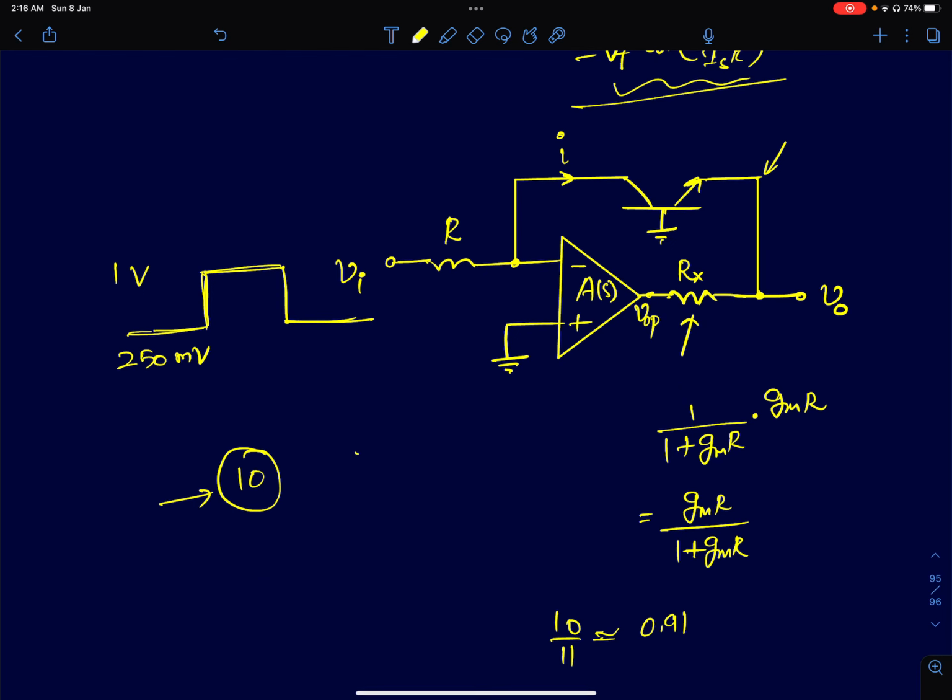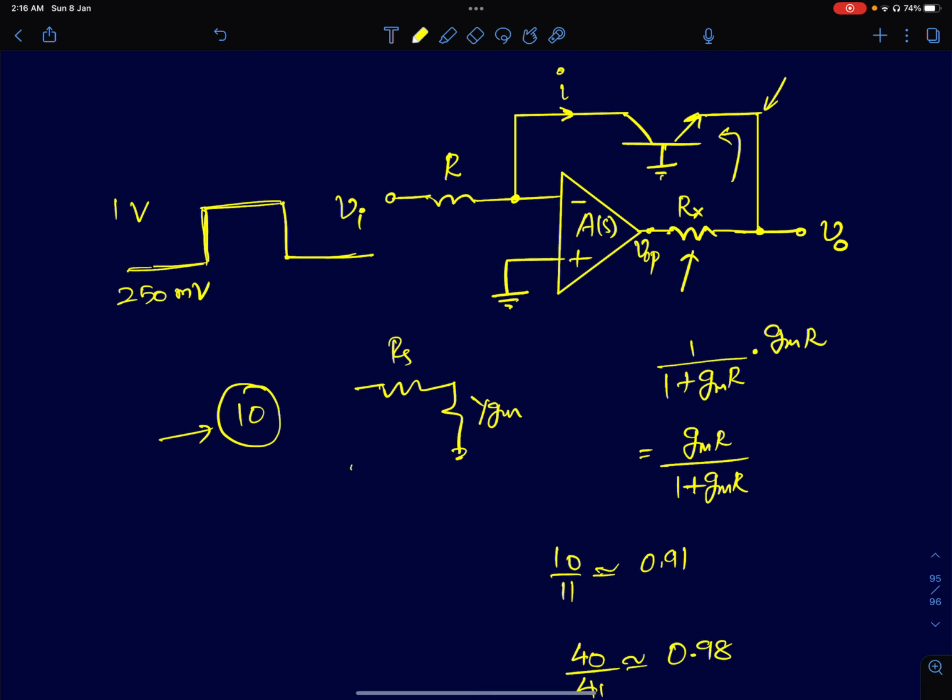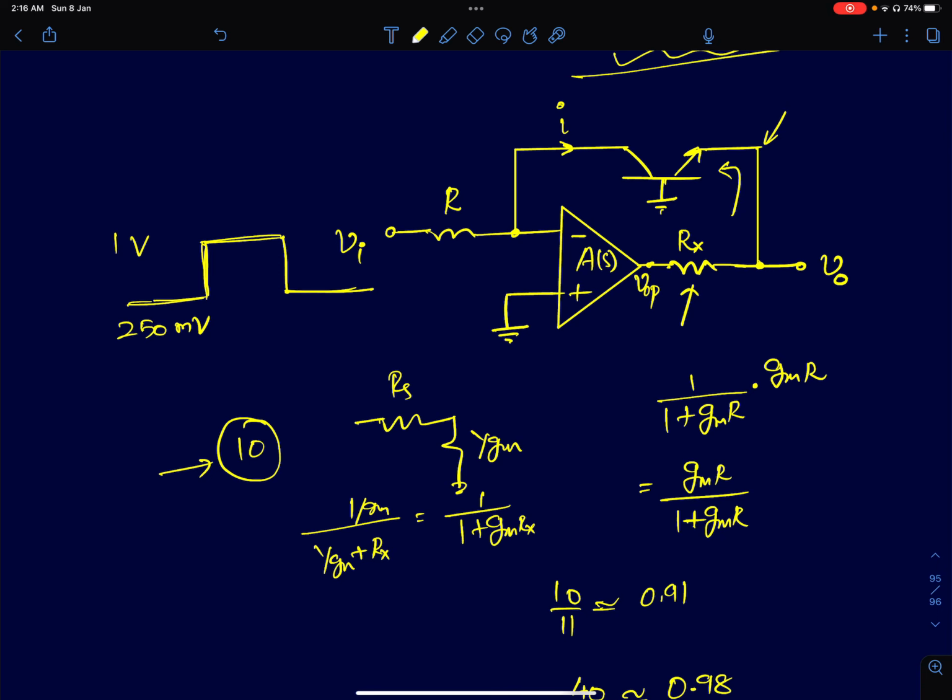So you'll have a resistor of value Rx, and the looking-in impedance into this BJT is 1 over GM. So the division is going to be 1 over GM by 1 over GM plus Rx. So what you're going to get is 1 by 1 plus GM Rx. This is the gain from VOP to the output, multiplied by the loop gain, multiplied by the gain from the output to the inverting terminal. So that will be GM times R.